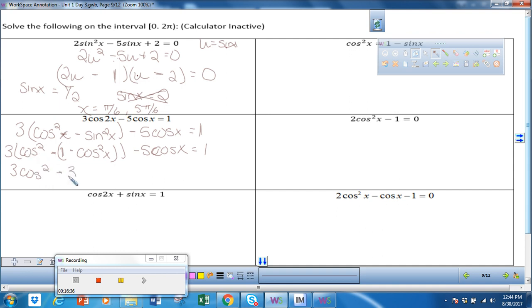So multiplying this out, I get 3 cosine squared x minus 3 plus, because this negative and this makes that positive, 3 cosine squared x minus 5 cosine x equal to 1. Okay? So combining like terms, I get 6 cosine squared x minus 5 cosine x, moving the 1 to the other side, minus 4 equals 0.